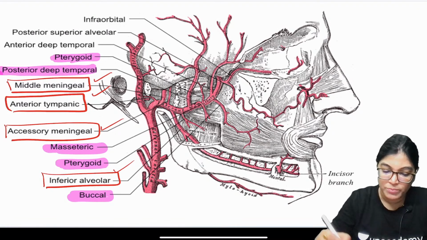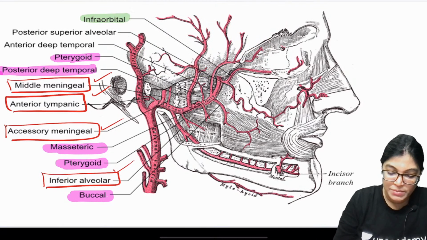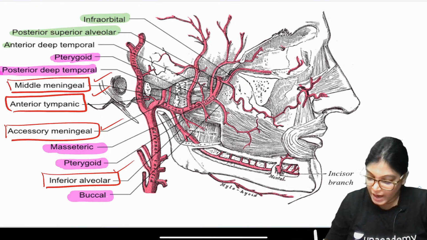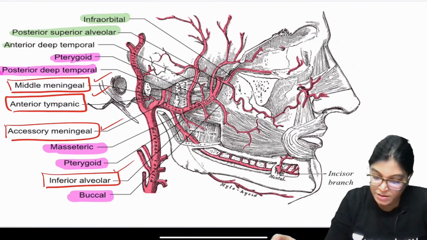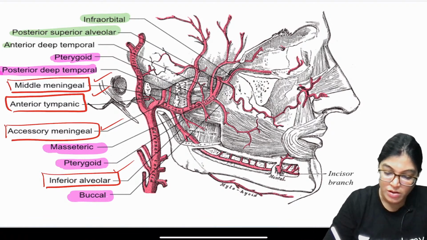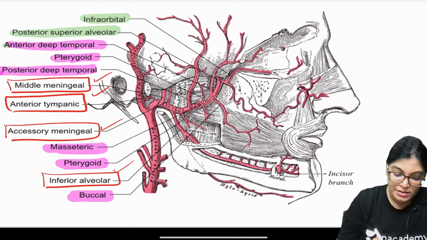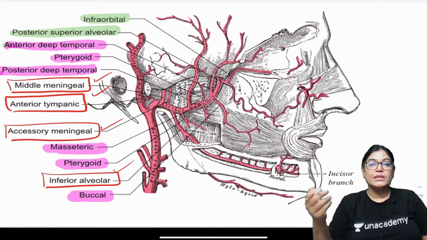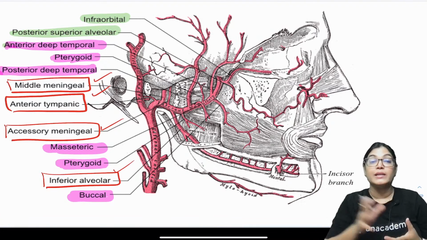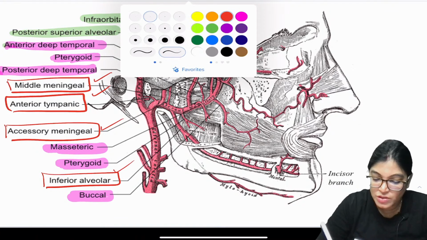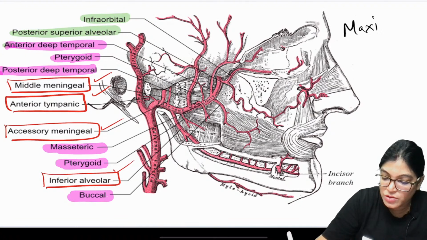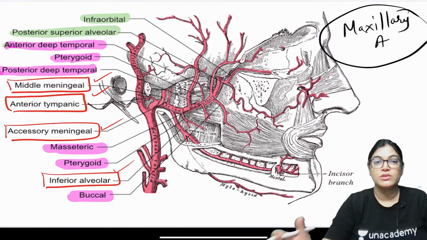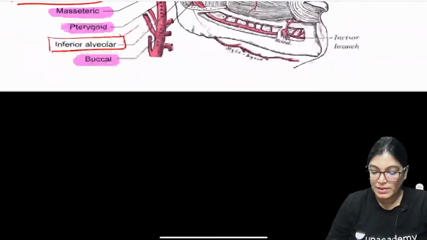Now moving to the third part, important branches are, let me use green color, infraorbital, posterior superior alveolar, and also the anterior deep temporal, and one is the sphenopalatine. The sphenopalatine branch is the continuation of the maxillary artery. This diagram is showing important branches of the maxillary artery, and we have to remember all of them. Don't worry, I will write it.